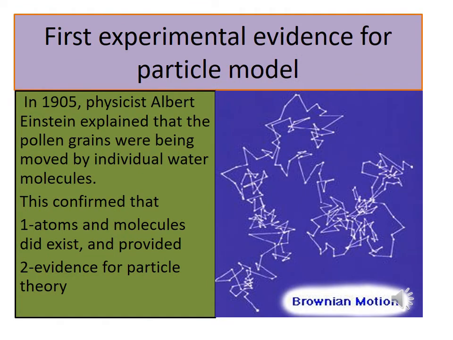In 1905, physicist Albert Einstein explained that the pollen grains were being moved by individual water molecules. This confirmed that atoms and molecules did exist, and provided evidence for the particle model.